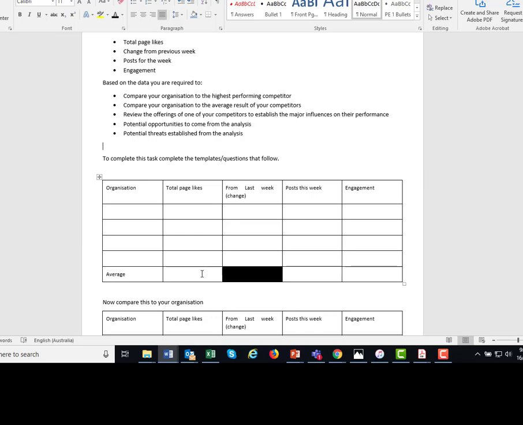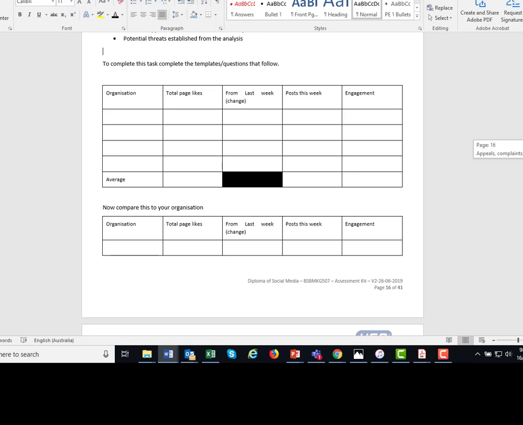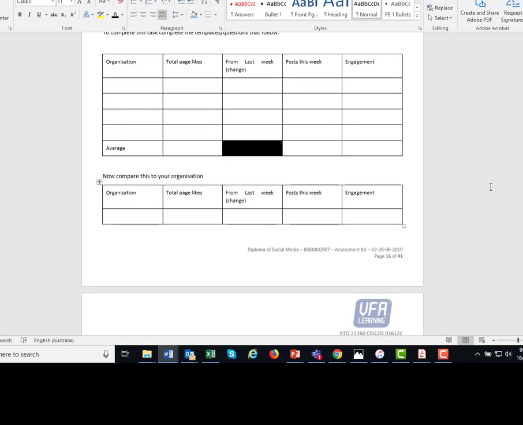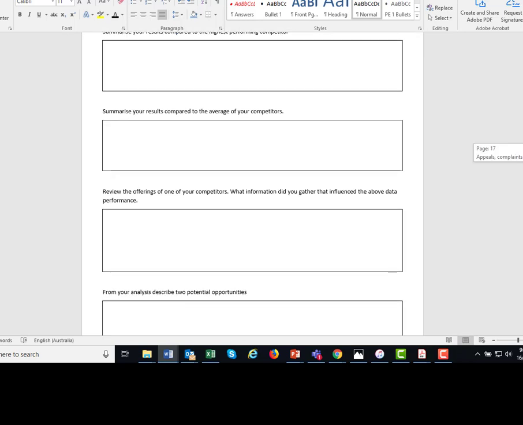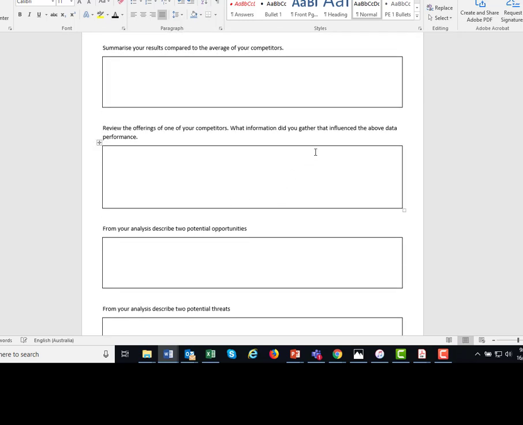And then I've got an average number there as well, just because part of the training package looks at that. Now they've got to get the same information for their own organisation, and do analysis. Summarise your results compared to the highest performing competitor. Summarise your results compared to the average of your competitors. Review the offerings of one of your competitors. What information did you gather that influenced the above data performance?